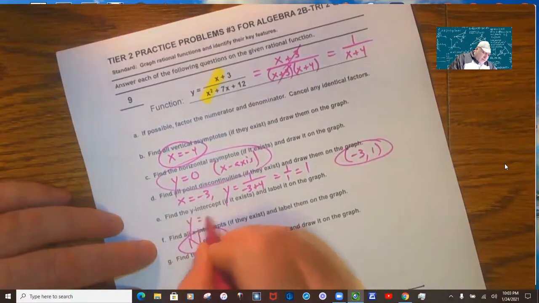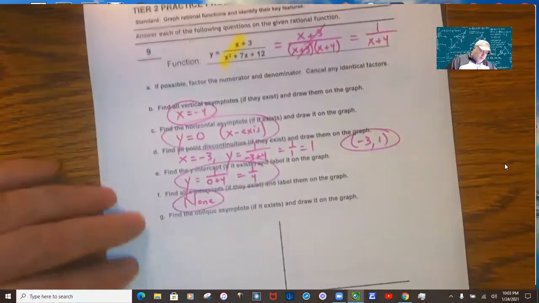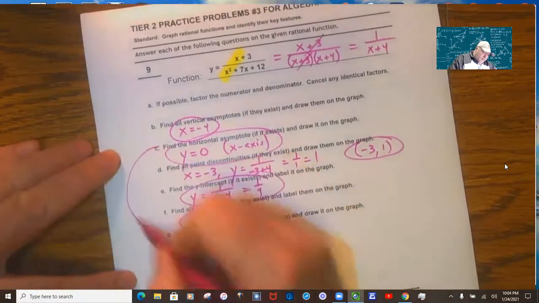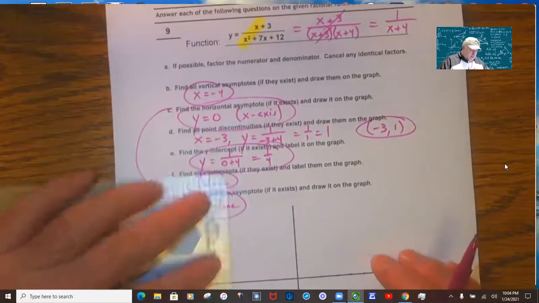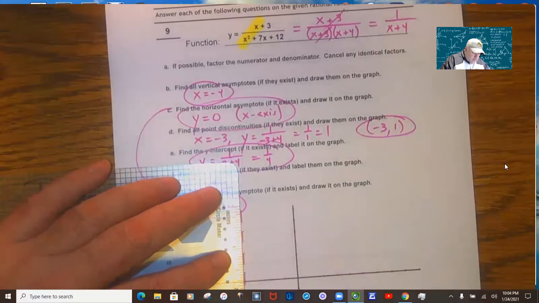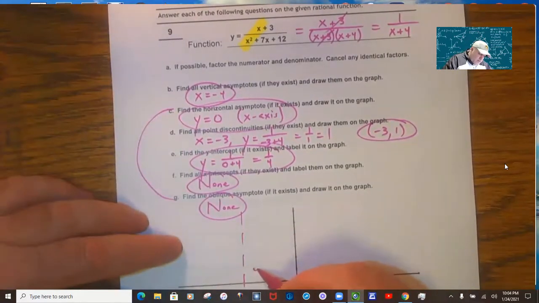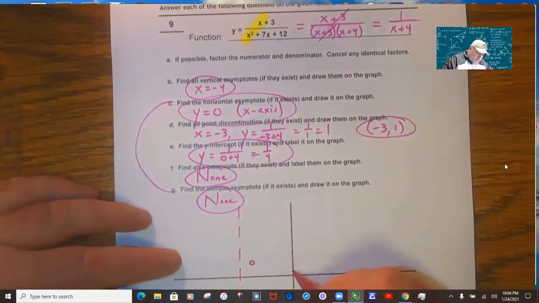Y-intercept, that's when x equals 0. Again, you can go to either one. It doesn't matter. And we get 1/4. And so no oblique. And so we should be relating these two. Once you say you have a horizontal asymptote, that immediately eliminates the possibility for an oblique. All right, so -4. And -3, 1. No x-intercept. The y-intercept is 0.25.